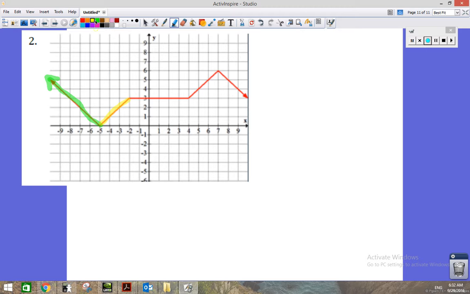Then I hit this point and things change, and the output of the function, the y-coordinates, remain constant. All the points on this portion of the graph have a y-coordinate of 3. Then I hit this point and the graph starts to go up again. Then I hit this corner, this point here, and it starts to go down again. And it continues going down forever. So in part A, we want to describe where the function is increasing.